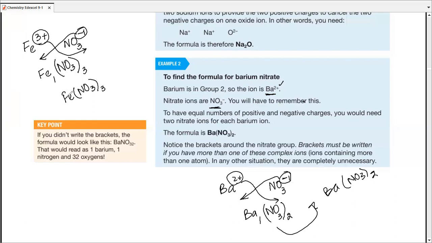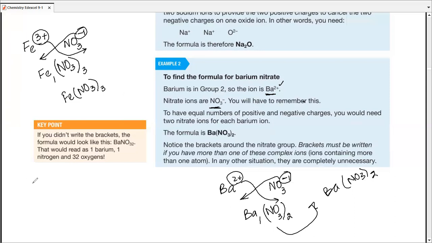So we're going to say it out loud, Fe(NO3) thrice. Make sense? Let's practice more questions. That way you're going to get confident about these.